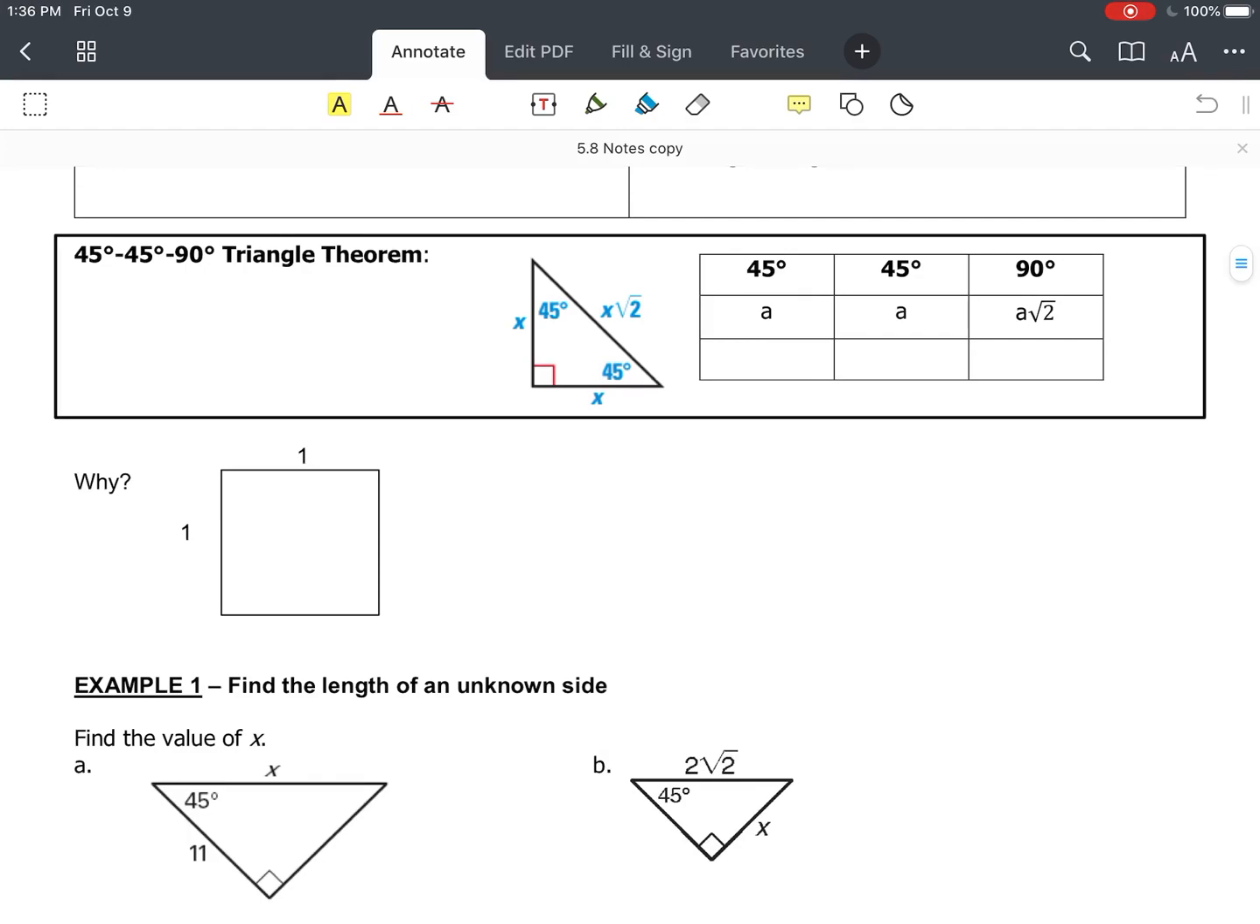Okay, so to start, we're going to talk about our first type of special right triangle. This is a special right triangle of 45, 45, 90, meaning two of my angles are 45 and one is 90. You may or may not remember from chapter 4, that means this is an isosceles triangle. Two sides are going to be the same, and then the third one, the base, will be different.